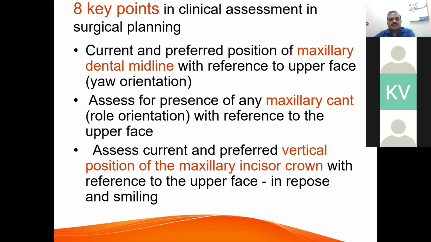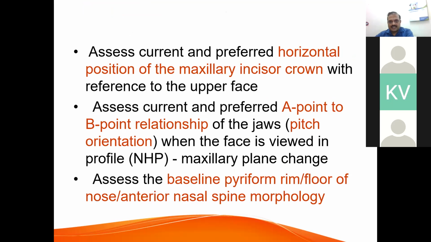And the third one is the vertical position of the maxillary incisor, in relation with the upper lip during rest and during the smile. So the position of the maxillary incisor crown: ideally 3 mm of the incisor tip should be visible in the rest position. So these are the maxillary dental midline, cant correction, and vertical orientation of the maxillary incisor.